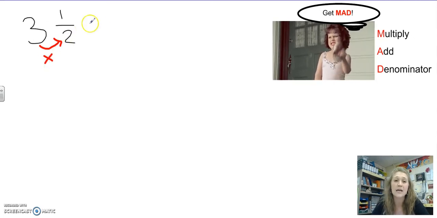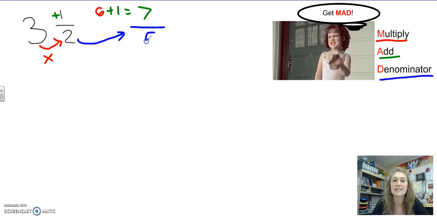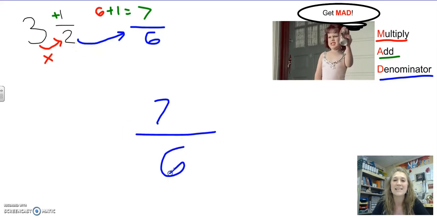In this case, 3 times 2. 3 times 2 is 6. So that's our multiply. Then we go to the A part, and that means to add. We're going to add our numerator, so we're going to add 1 to get an answer of 7. And then the D tells us that our denominator stays the same. And so we can see that 3 1/2, when we turn it into an improper fraction, is 7/2.